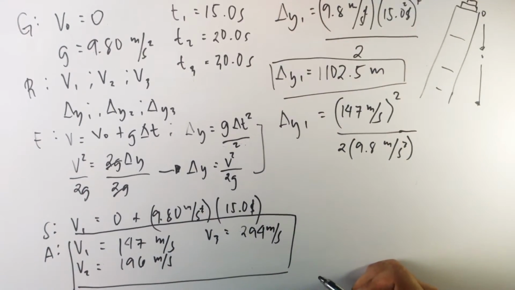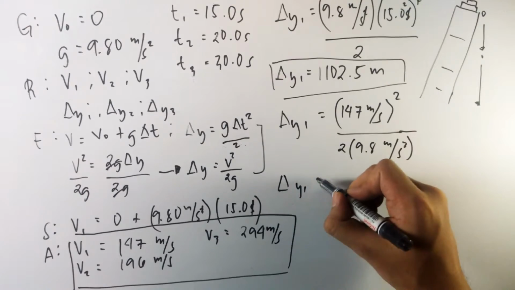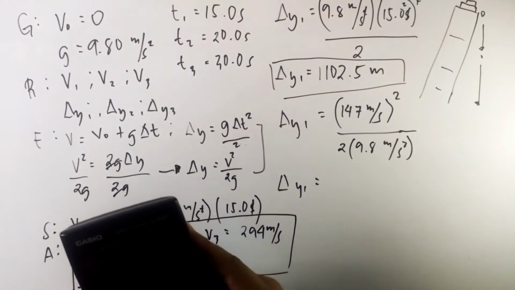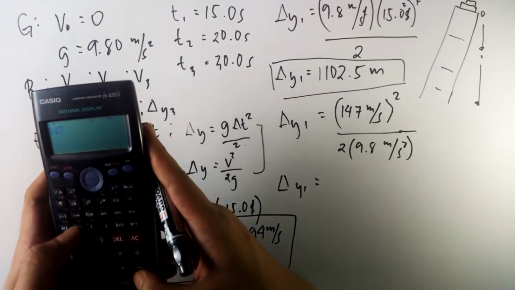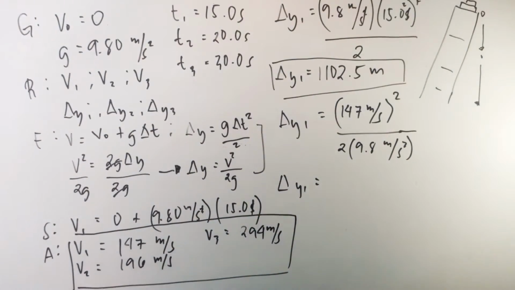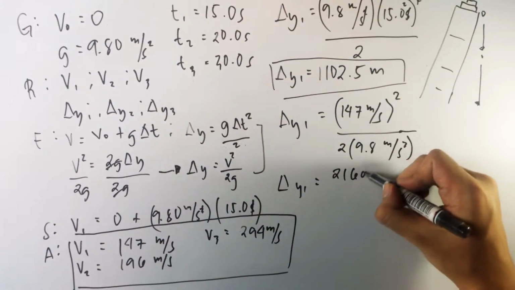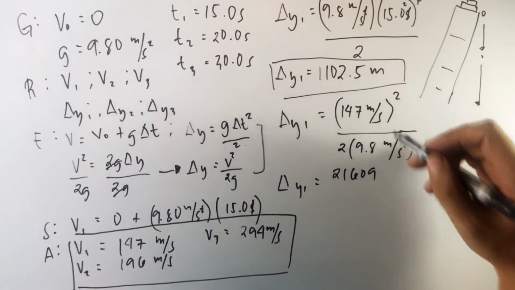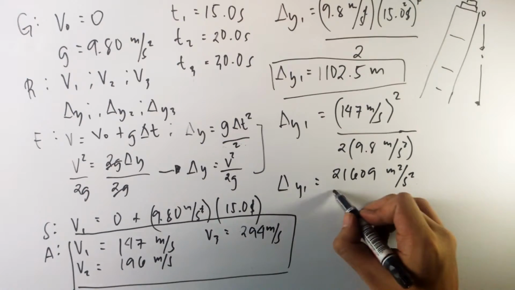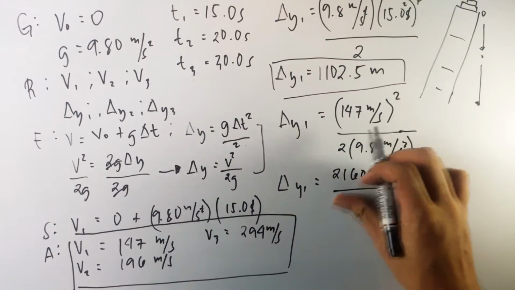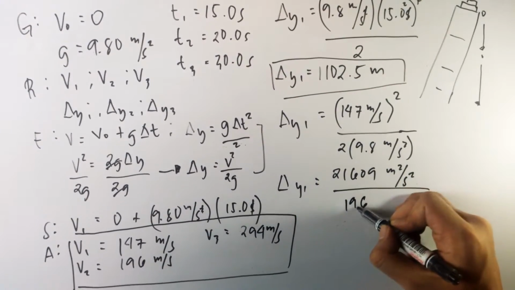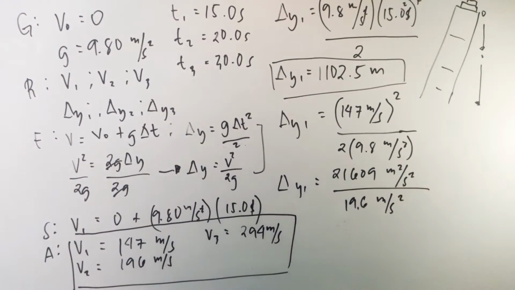Okay, so to show this properly, first square this. Let's square 147. So this is 21,609. You're going to square the units as well, so meters squared per second squared. Divided by, you can multiply this now, so this is 19.6 meters per second squared.